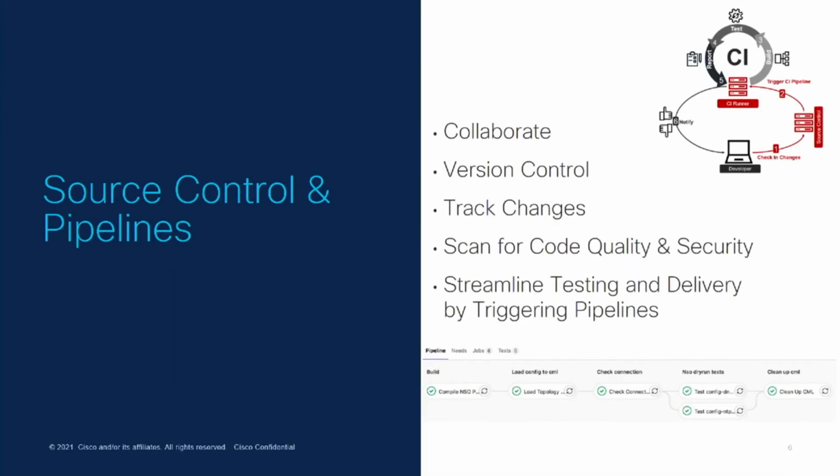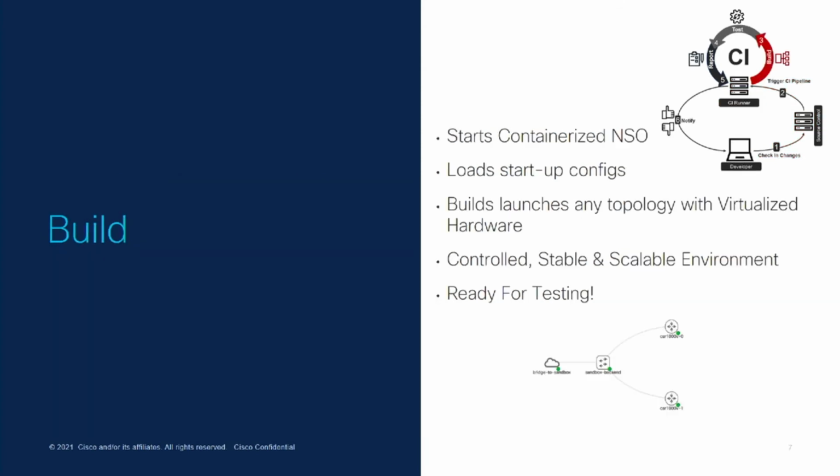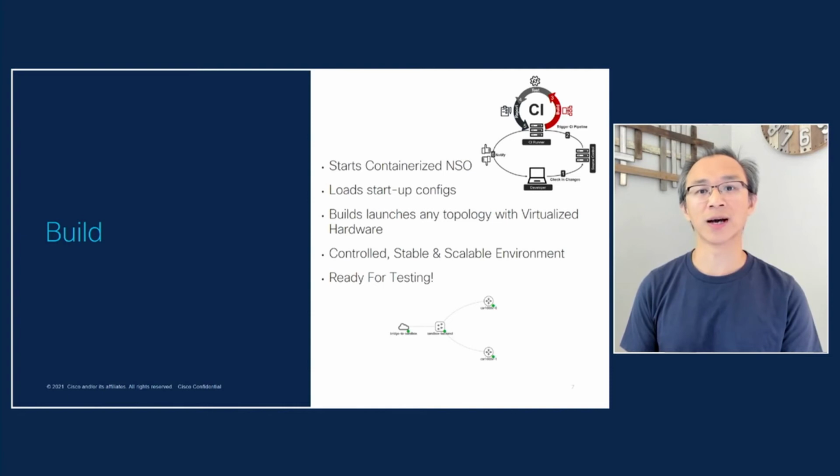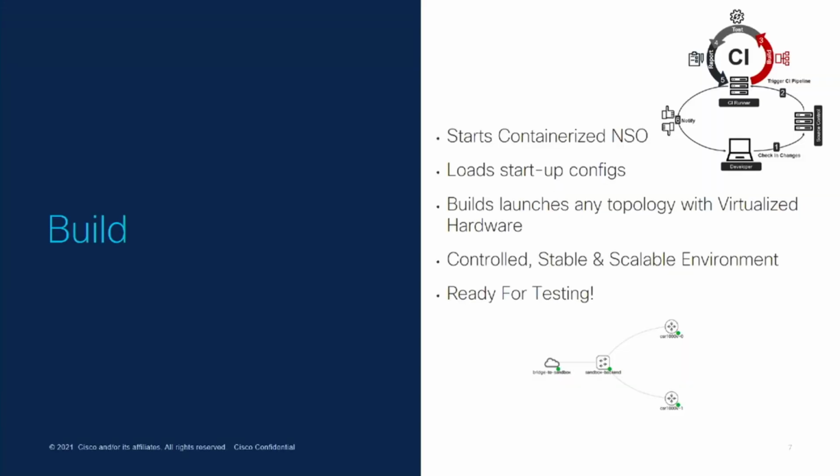And the next thing is the build stage. In the build stage, we use containerized NSO so that we can run the NSO testing in parallel. And also, we're using the Cisco Modeling Lab, CML, so we can have different topologies with the loaded config, and then we can control the load config as green field or brown field. And after the build, then we can go for the testing.